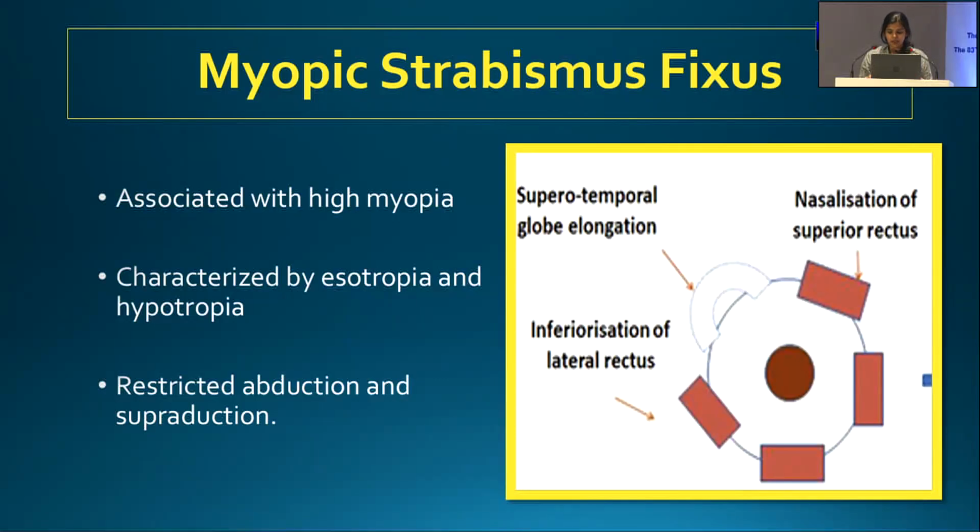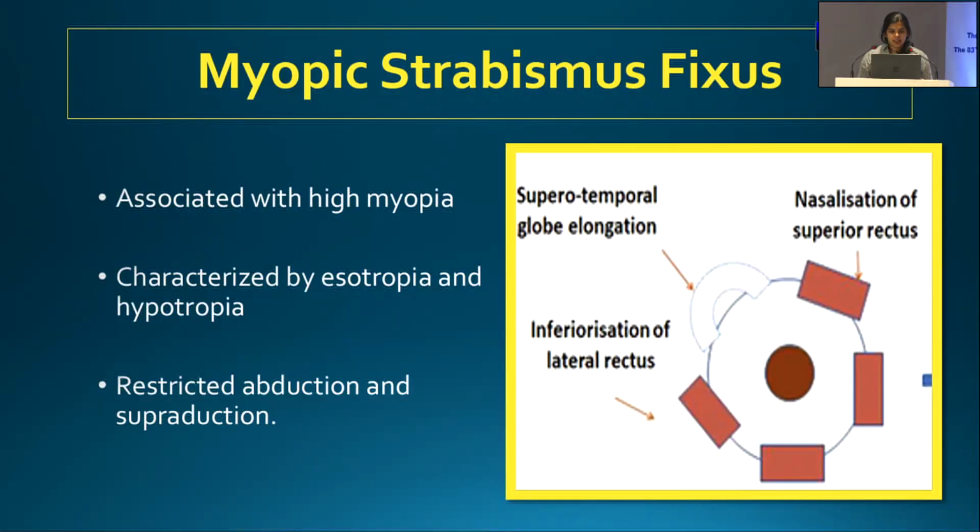I'm presenting a case of myopic strabismus fixus, which was managed with loop myopexy using a non-absorbable suture. Myopic strabismus fixus is a complex strabismus associated with high myopia, and there is a supratemporal globe elongation in this case, which causes a nasal shift of the superior rectus and inferior shift of the lateral rectus, which causes esotropia and hypotropia, and oculomotility restriction in abduction and supraduction.